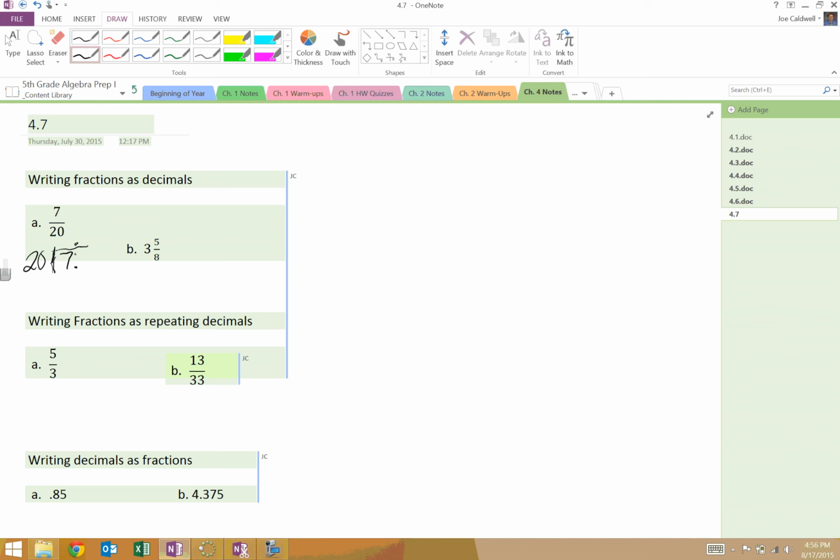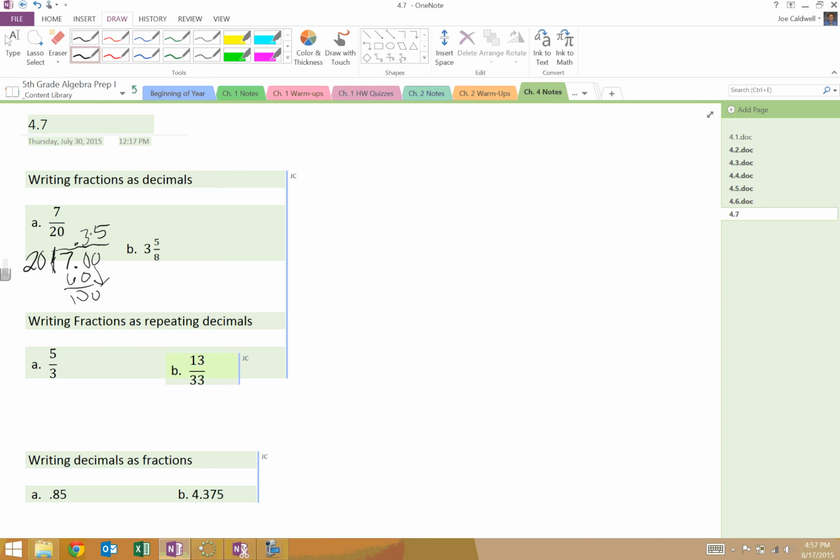So 20 does not go into 7. We need to add a decimal, add a 0. 20 does go into 70. It goes in 3 times. 20 times 3 is 60 with the remainder of 10. Add a 0, drop it down. 20 does go into 100 the exact amount of times, 0.35. So we just turned a fraction into a decimal.